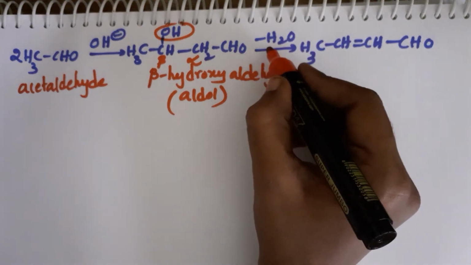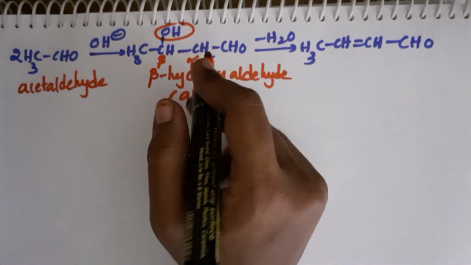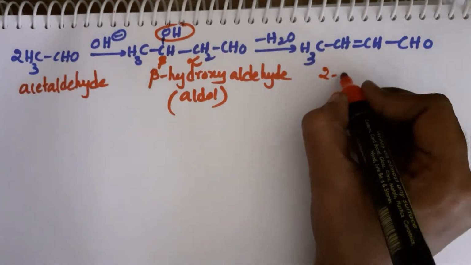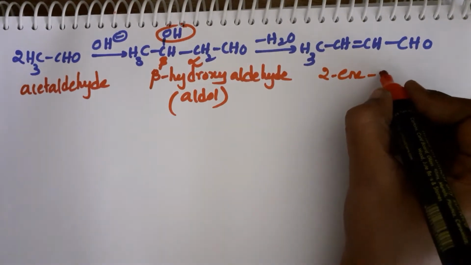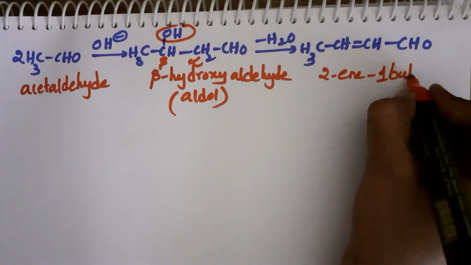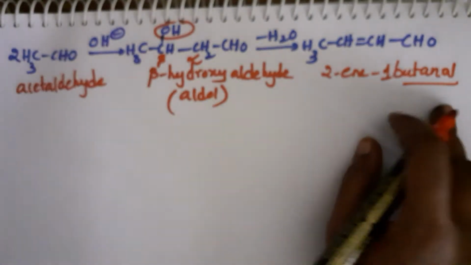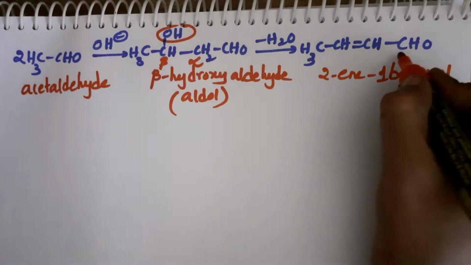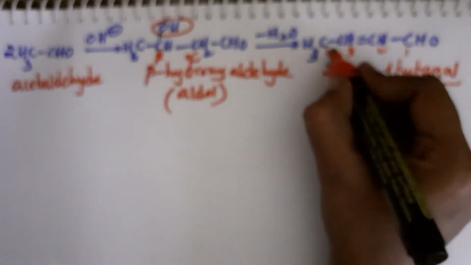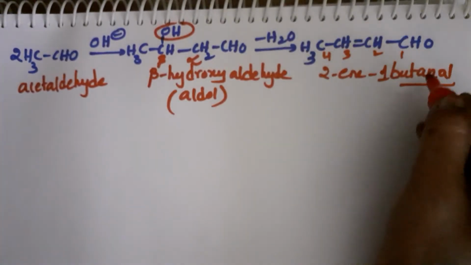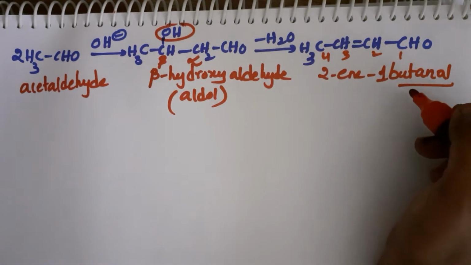With removal of H2O, a water molecule, we get this product, and the name of the compound is 2-butenal. Sorry, but-2-enal. Here 1, 2, 3, 4: at the second position a double bond is present, and at the first position the aldehyde is present. The total number of carbons is 4, that is why it is but-. 2-butenal is the product.